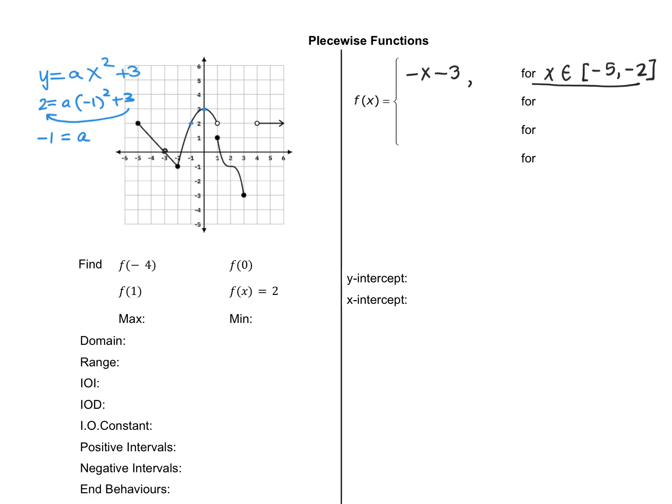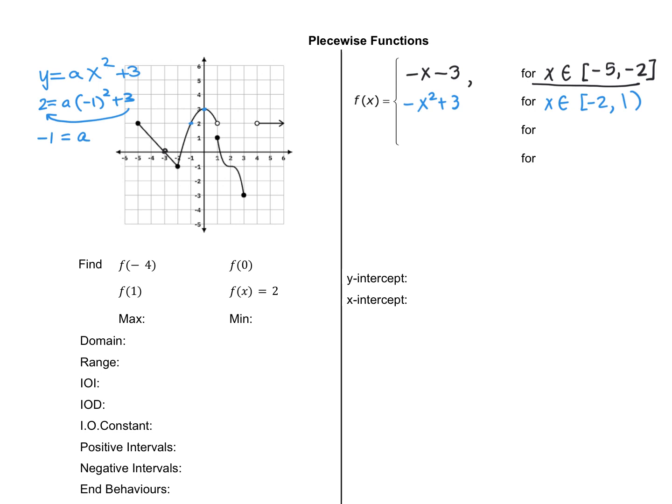And now I'm going to write -x² plus 3. And this is for the interval x belongs to, we start at -2 and it's a closed point, so a square bracket, and we go to x being +1 where there is a hole, so I'm going to have a curved bracket there.